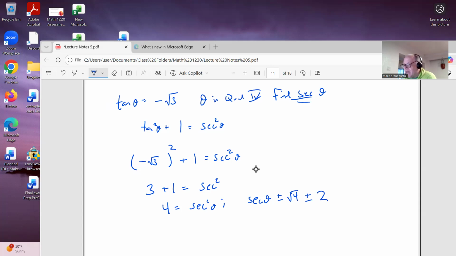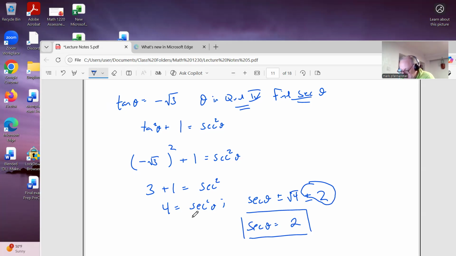Well, which quadrant are we in? We're in quadrant 4. We want the positive value. So we're going to say secant of this angle is 2, and that's what they wanted us to find. So that's how we are using our fundamental trigonometric identities in order to figure out what is going on and how we are figuring some stuff out.